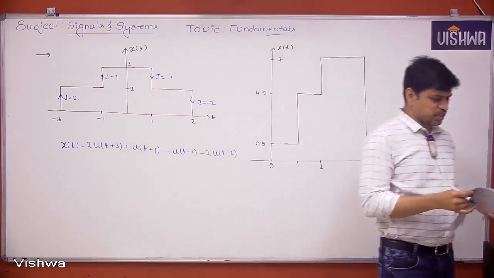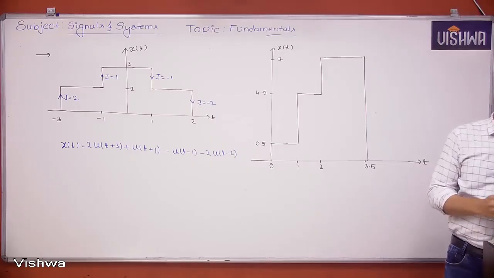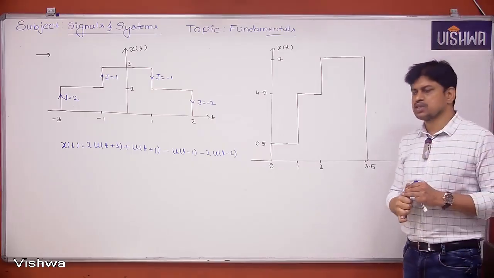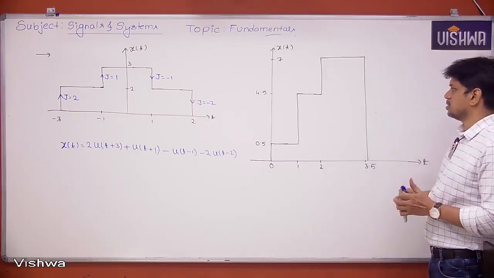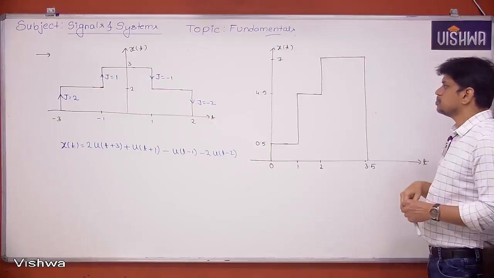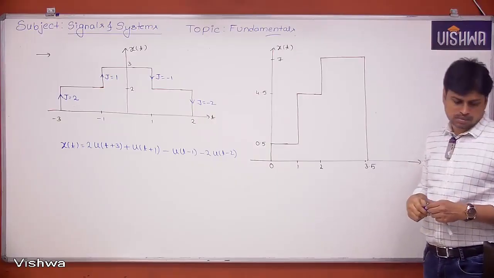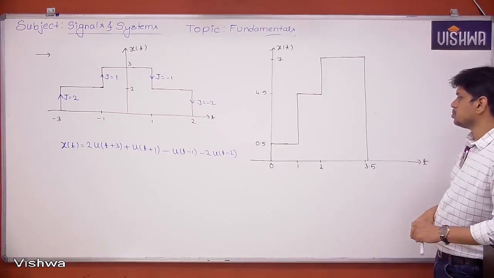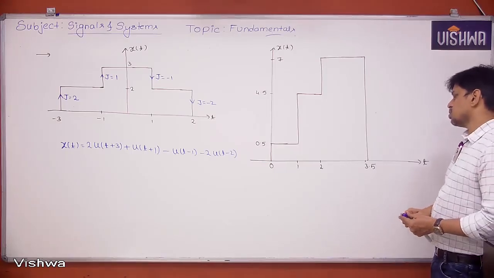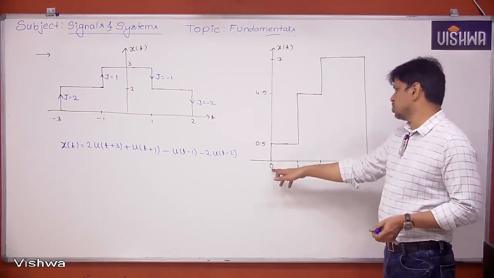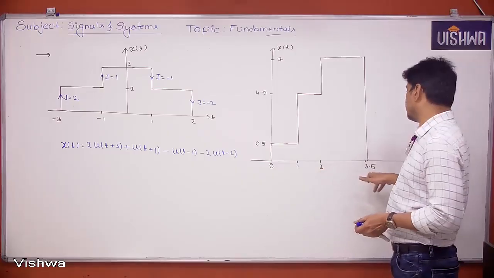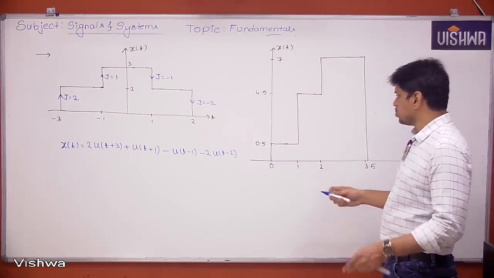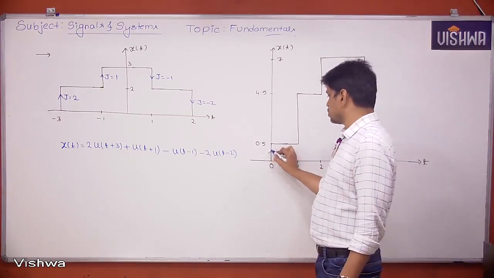Write the expression for x of t. Here also we are having steps at 0, 1, 2 and 3.5. So we just have to represent the jump values.